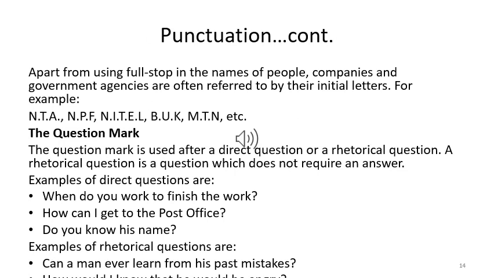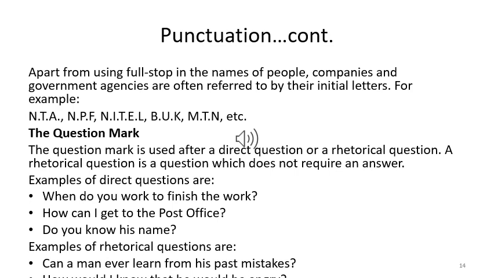Slide number 14. Finally, the full stop is also used by companies in their names, because they need to abbreviate, and such companies are often referred to just by their initial letters. An example is BUK here, or NITEL, or NTA, MTN. You'll find that sometimes they do away with the full stop, but many companies still keep it. And in such cases, when you see the dot, you know that the name is not complete. They are just letters that stand in for other words.